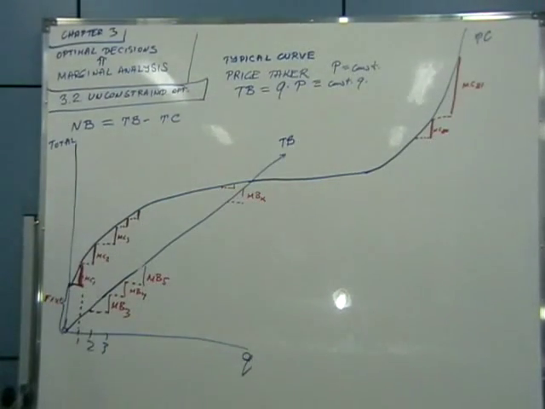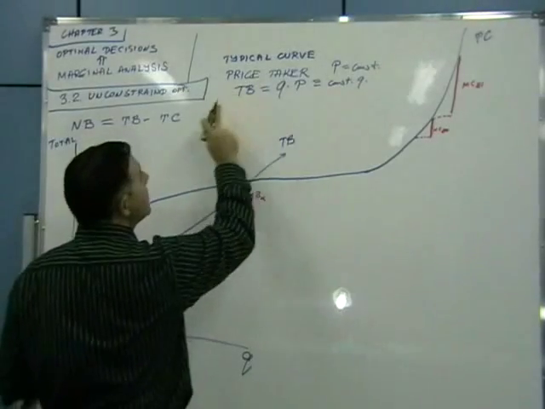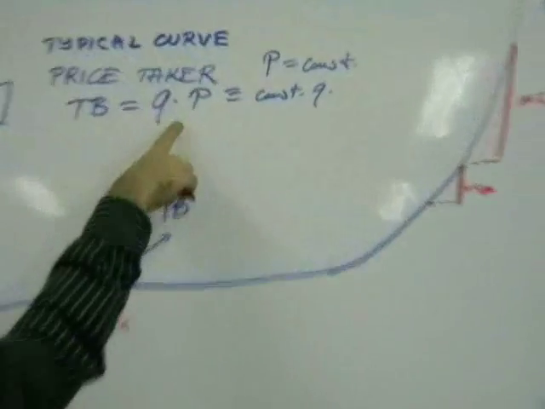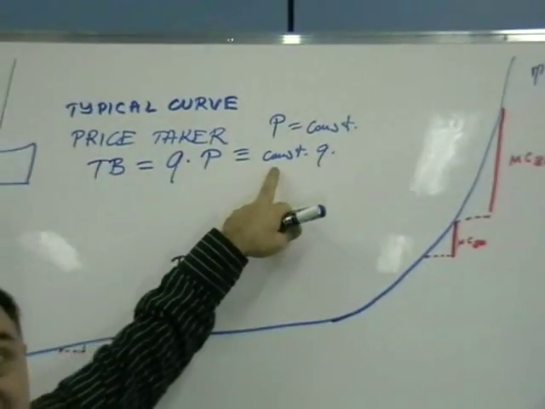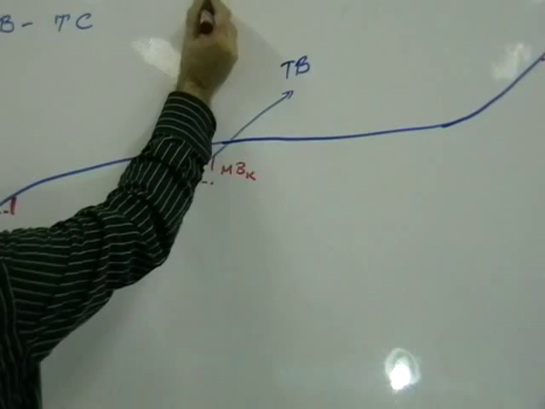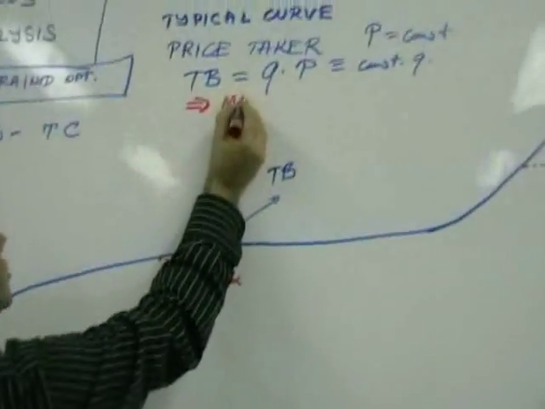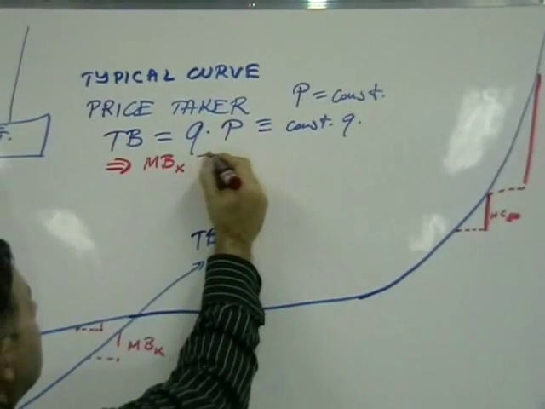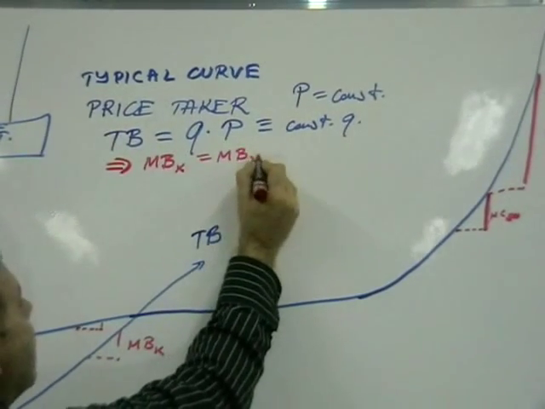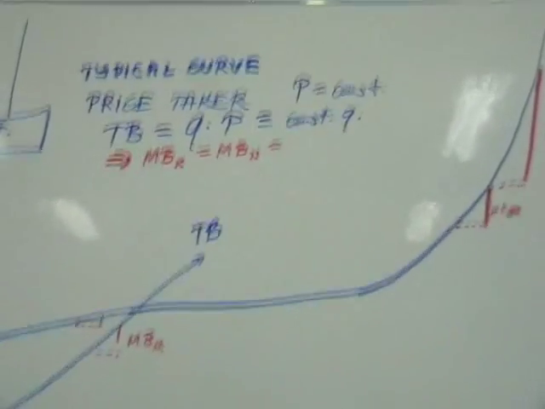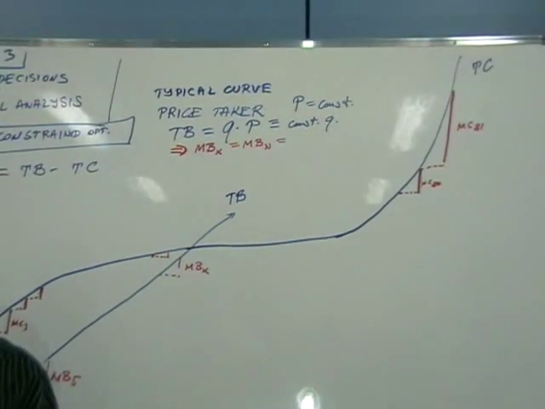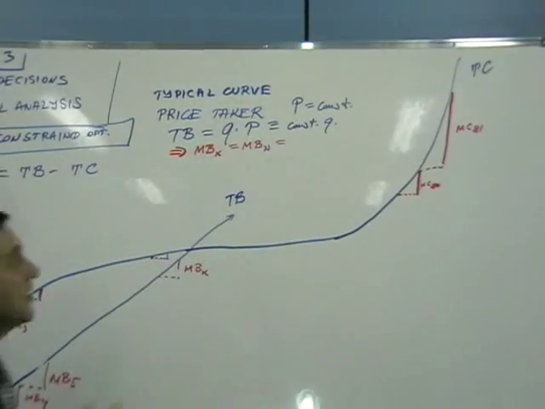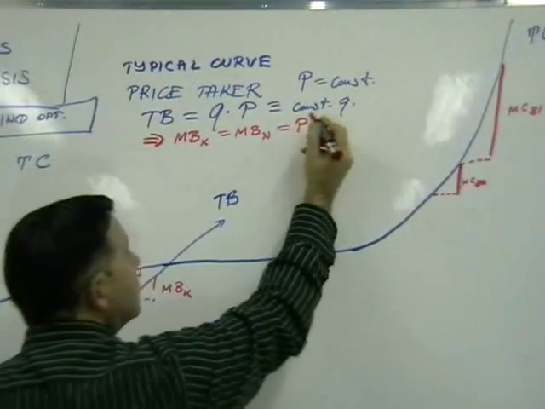And in this particular case, I can write, because total benefit is equal Q times P, where the price is constant, it follows from here that marginal benefit of the kth product is equal to marginal benefit of the nth product is equal to what? P. To P.